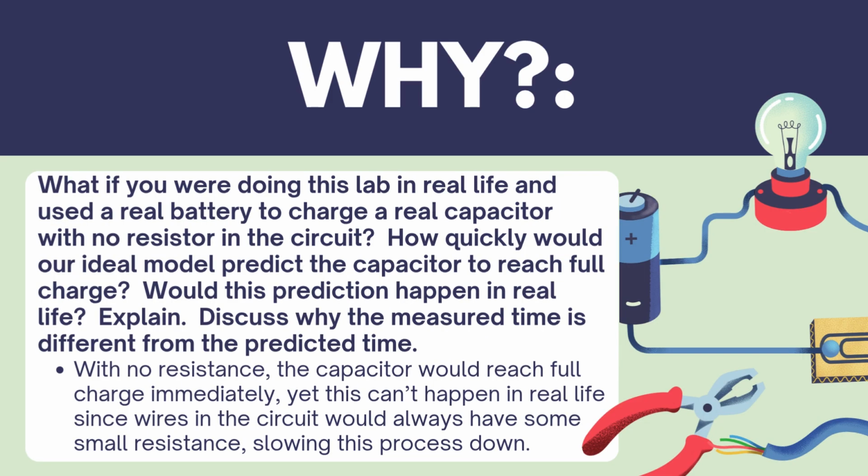And then, what if you were doing this lab in real life and used a real battery to charge a real capacitor with no resistor in the circuit? How quickly would our ideal model predict the capacitor to reach full charge? Would this prediction happen in real life? And explain. Discuss why the measured time is different from the predicted time. So, with no resistance, the capacitor would reach full charge immediately, yet this can't happen in real life since wires in the circuit would always have some small resistance, slowing this process down overall.